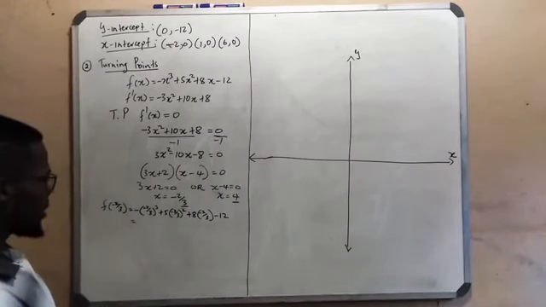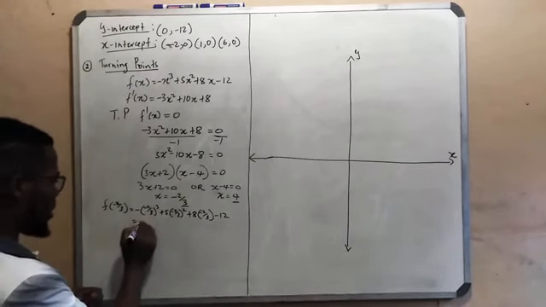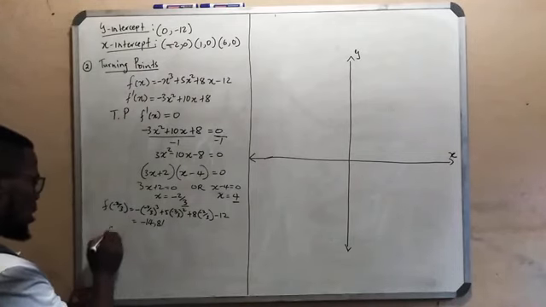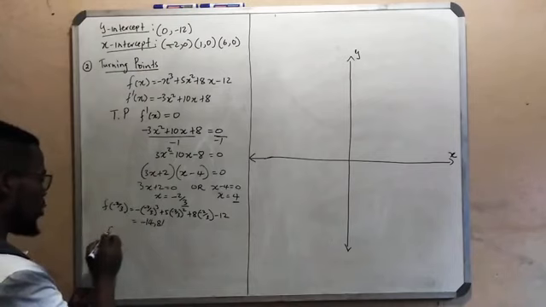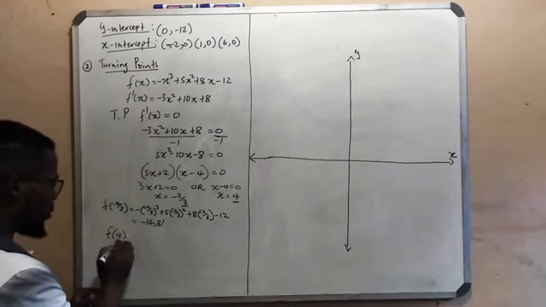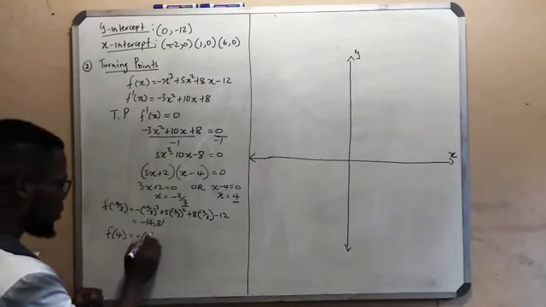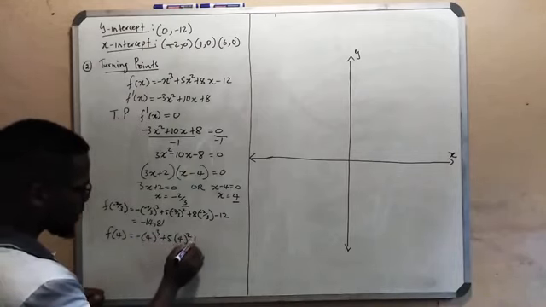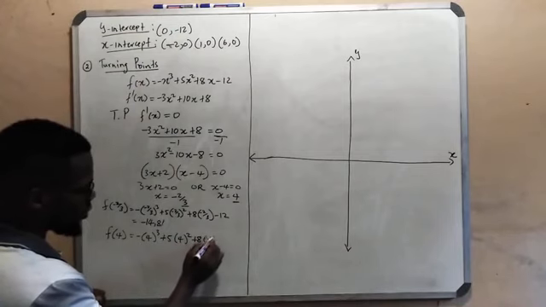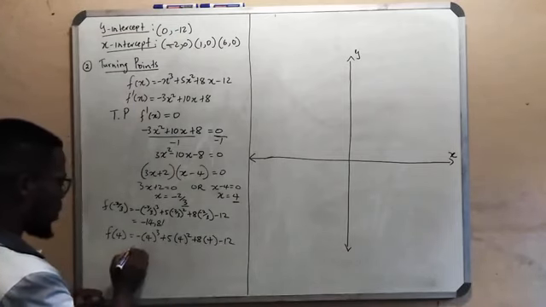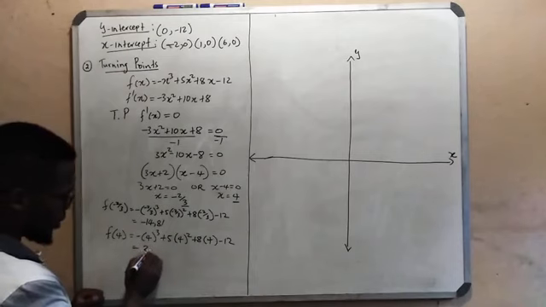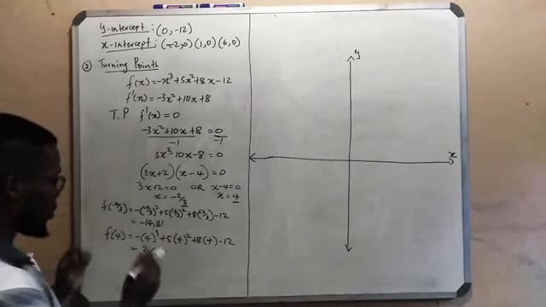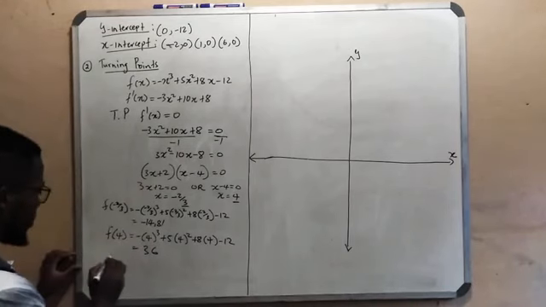So how much do we get there? I think you should get minus 14.81. We find the second corresponding y value, f at positive 4, which equals minus 4 cubed plus 5 into 4 squared plus 8 into 4 minus 12. Well, you should be getting positive 36.